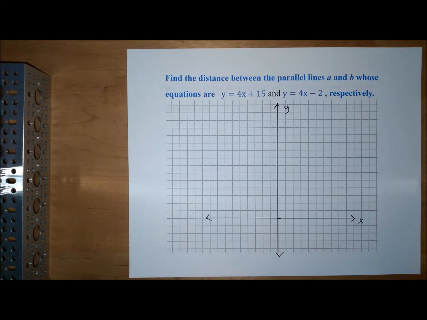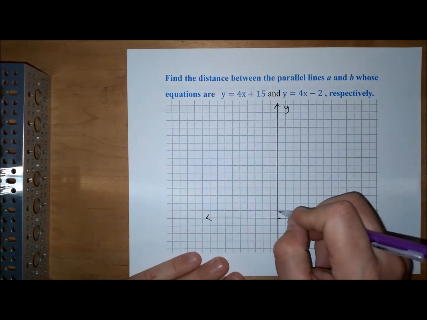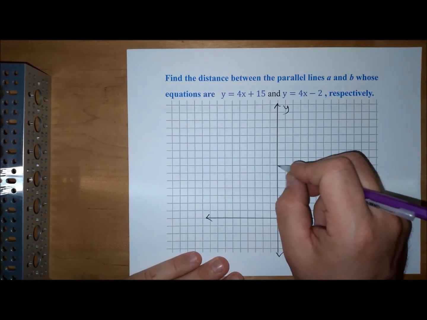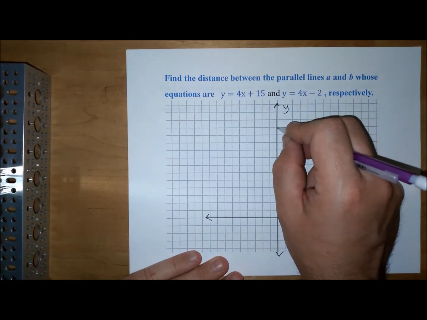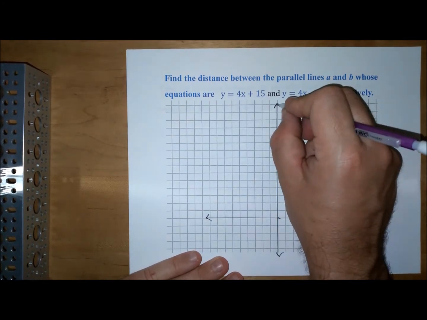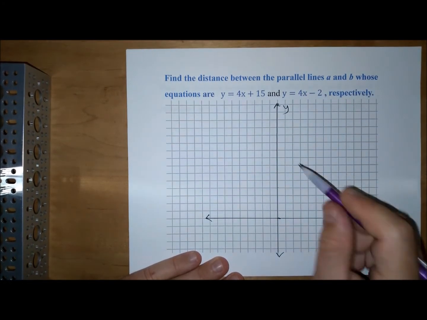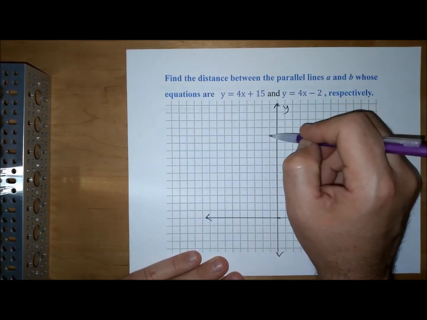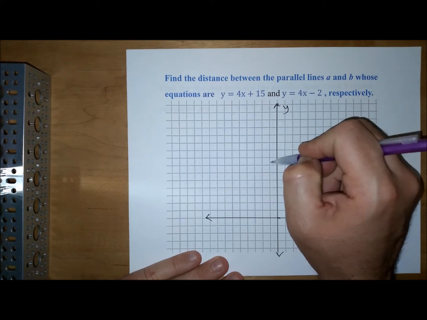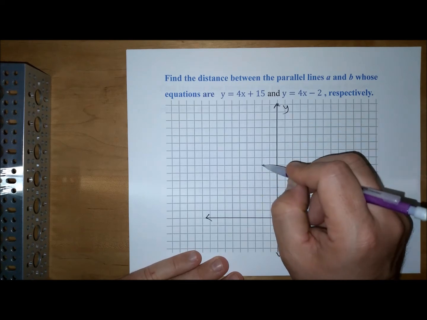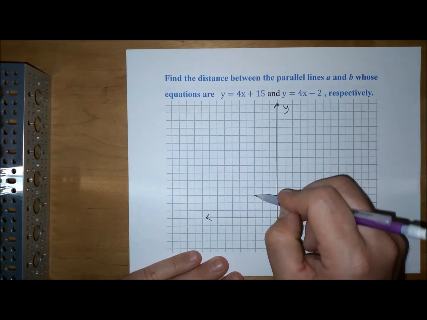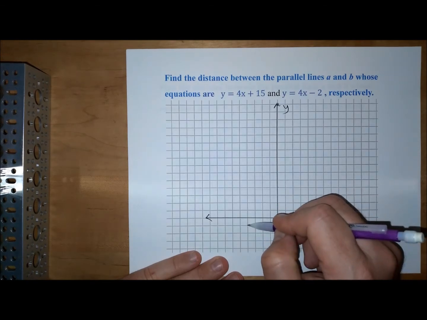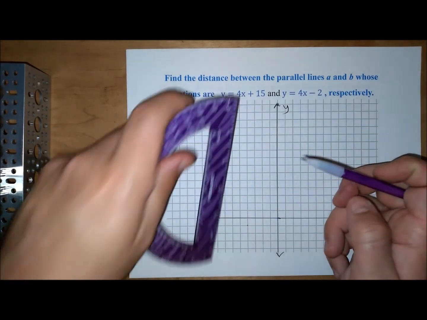A is y equals 4x plus 15, so I'm going to cross at 1, 2, 3, 4, 5, 6, 7, 8, 9, 10, 11, 12, 13, 14, 15. Oh boy, all the way up there. Okay, and my slope is 4, so since I can't go up 4 over 1, I'll come down 4, back 1. Down 4, back 1. That'll give me a really good baseline right there.